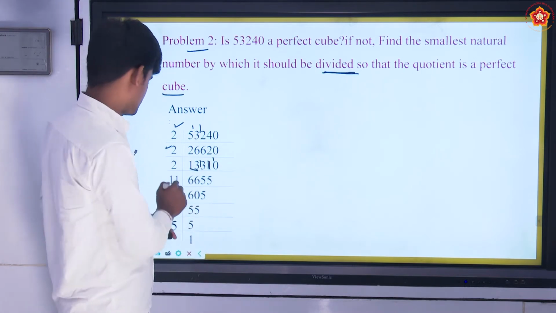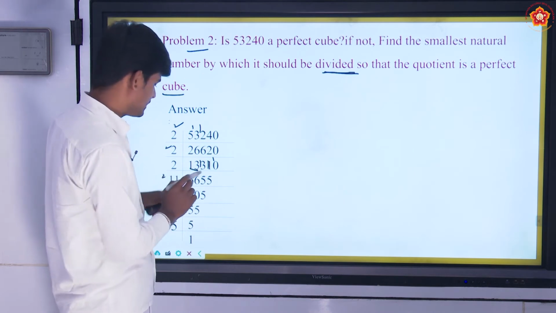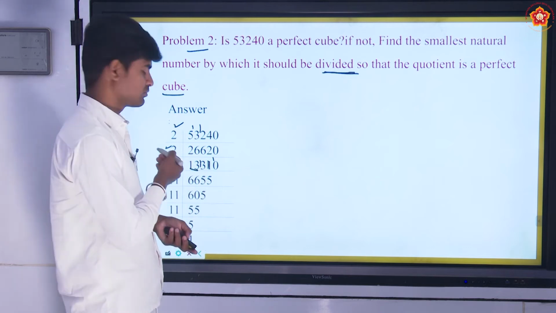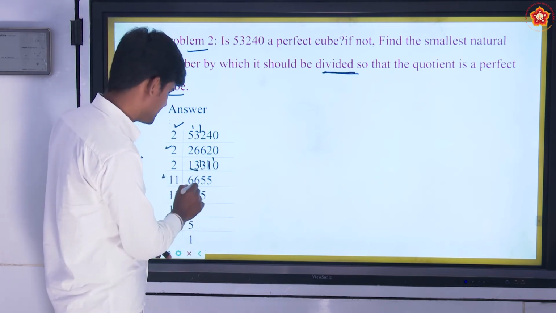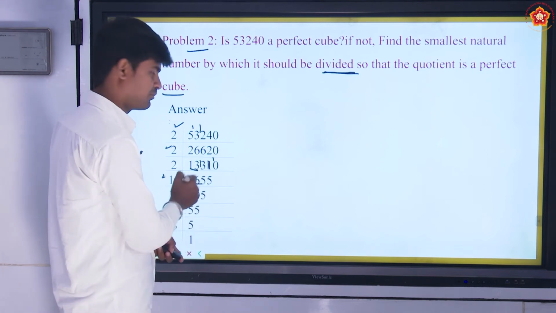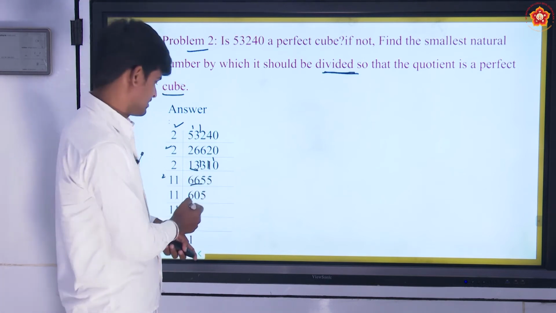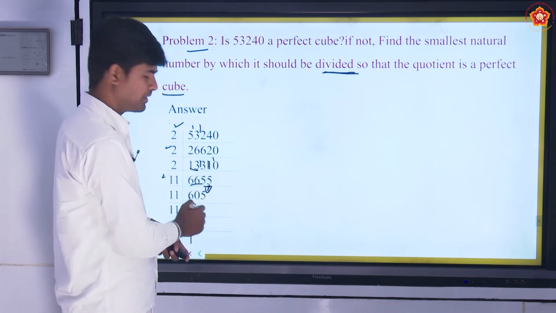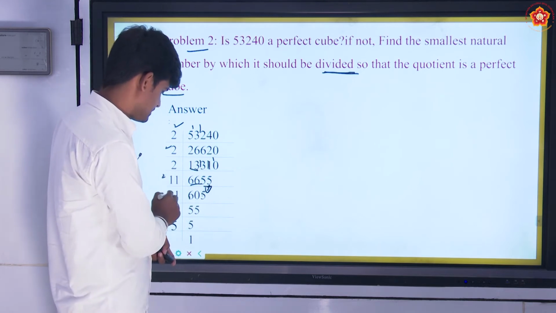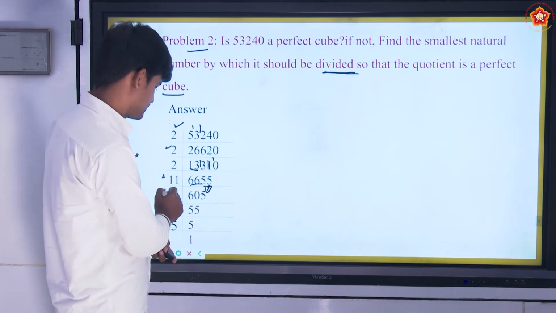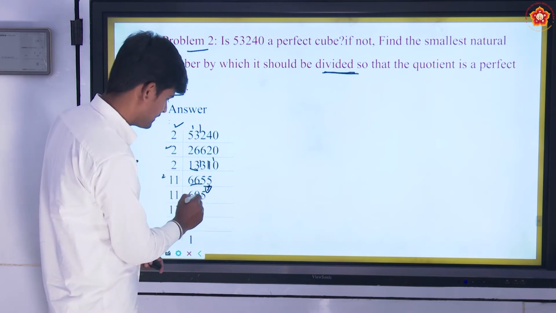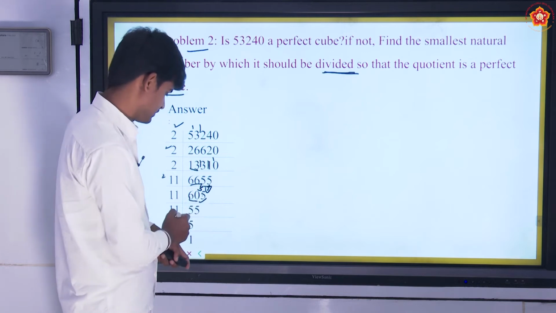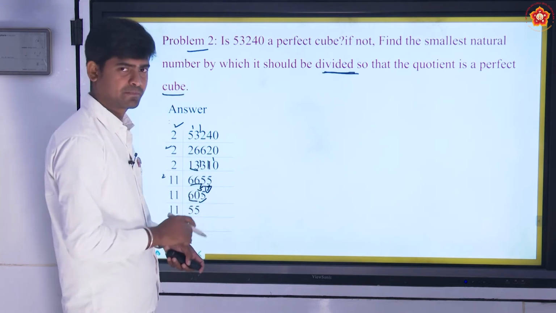Now we can take 2, but it is not divisible by 2. So we can directly go to 11, since it is divisible by 11. 11 sixes are 66, so 5 is there. 11 fives are 55, carry 5, again 11 fives are 55, and 5 ones are 5.